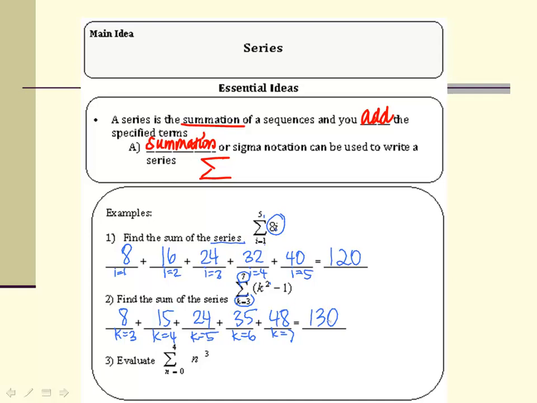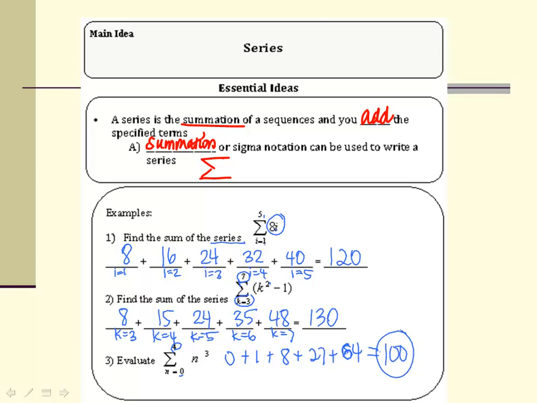Okay? We're going to do the same thing. Let's go one more time. They want us this time to start at 0, though. So if I plug in a 0, 0 cubed is 0. Now I do 1. 1 cubed is 1. 2 cubed is 8. 3 cubed is 27, and I got to stop at 4. So 4 cubed is 64. And I stop there because I stop at 4. And if I add them all up, I get 100.